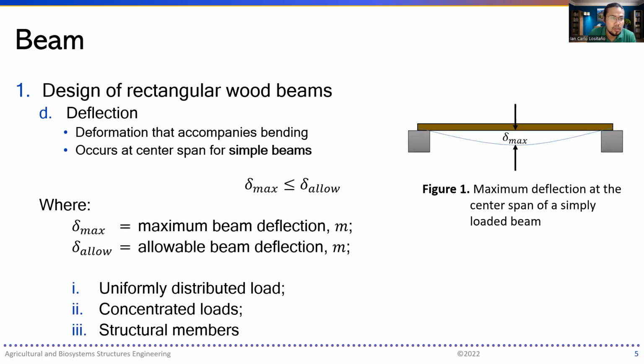Now let's go to deflection, and this is the deflection of a wood beam. This is simply the deformation that accompanies the bending, and it usually occurs at the center span of simple beams. The maximum beam deflection and then the allowable beam deflection, as shown, the maximum should be below the allowable. Now, there are differences in the reactions of uniformly distributed loads, concentrated loads, and the structural members.